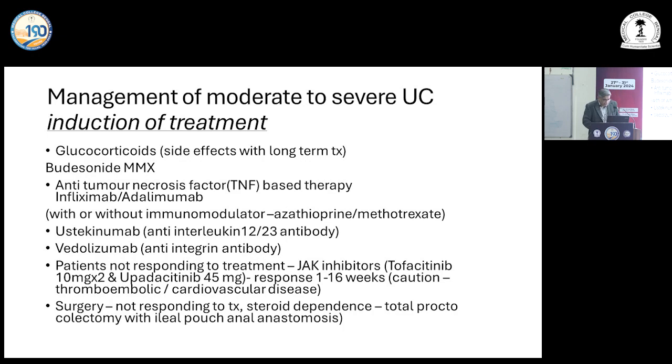These are the new kids in the block. Ustekinumab, which is an anti-interleukin 23 antibody, and benralizumab, which is an anti-integrin antibody.